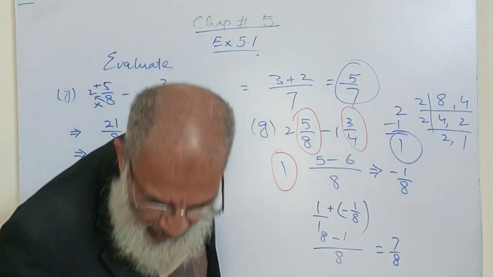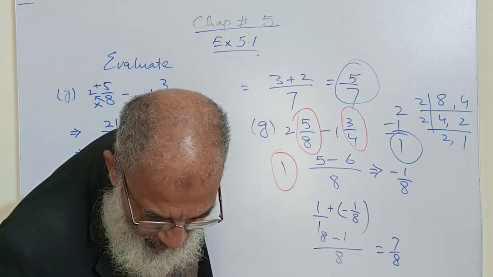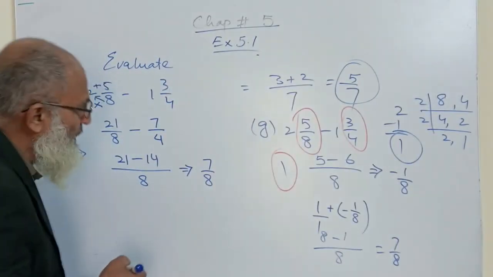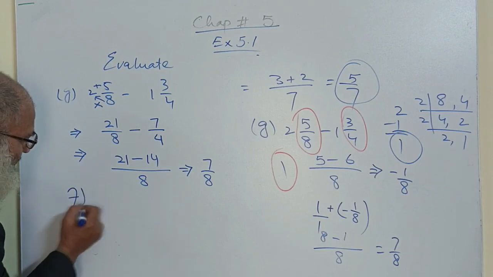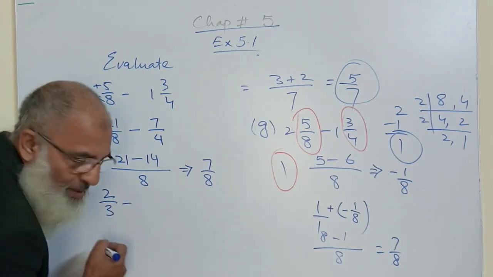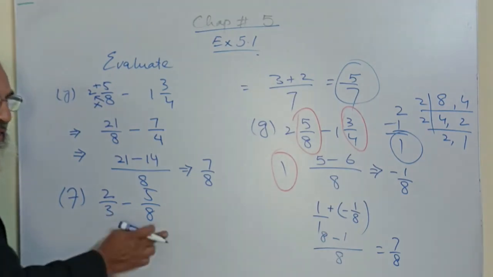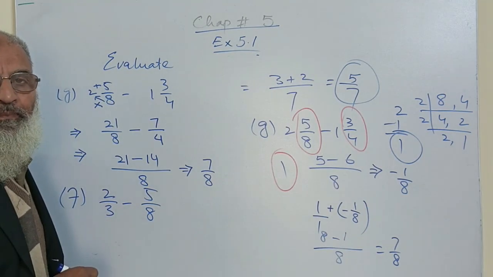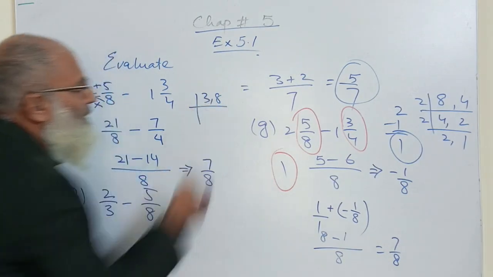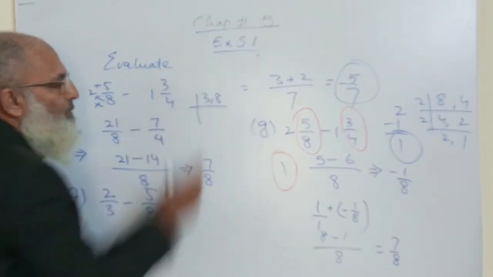Now let me do one more question for you. One question only. That is question number F. F is 2 upon 3 minus 5 upon 8. Now you see that the LCM of this is not directly possible. What will you do? 3, 8. No, it is not divisible by any number. But this is divisible by 2, this is divisible by 3.